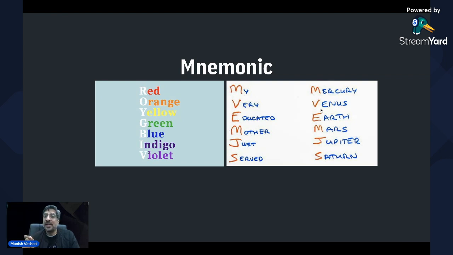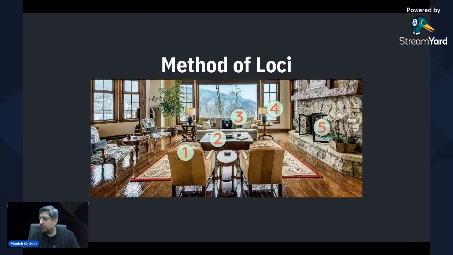Think about how you create mnemonics for your applications, for your users, to make them remember complex, maybe difficult topics, right? So that's a good thing.